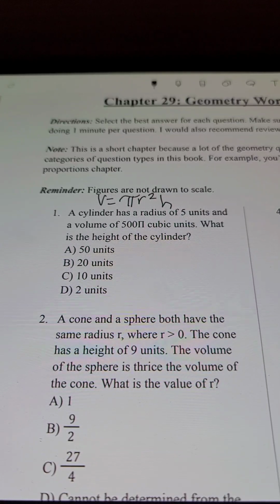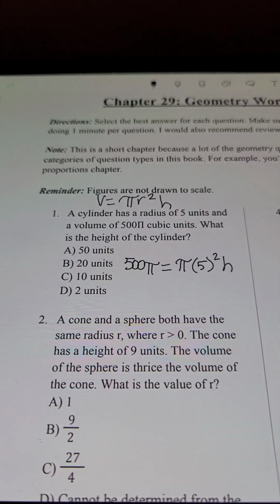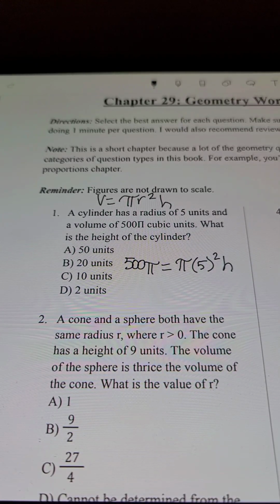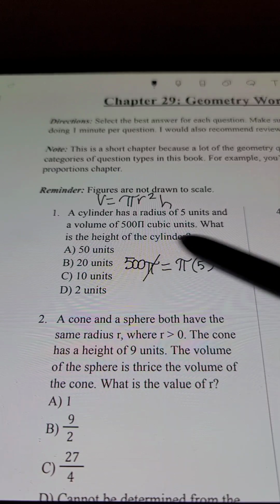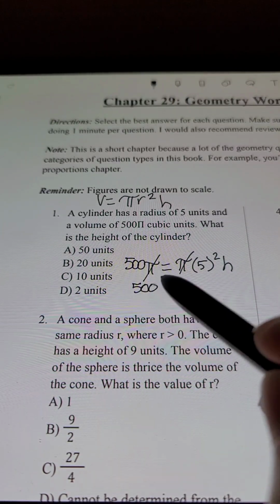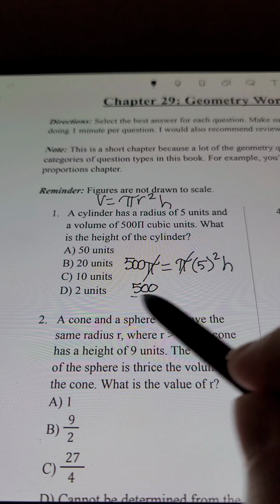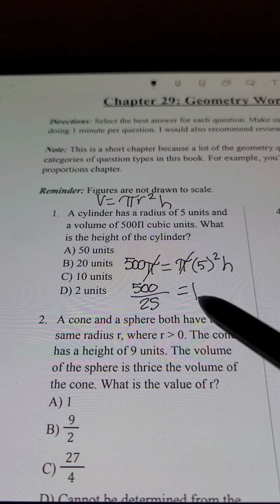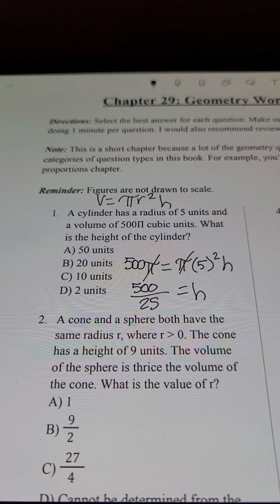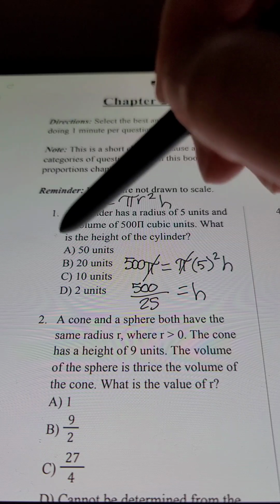And then let's see what our equation looks like. So this is what that looks like. Now the question is asking us to find H, the height. So all I have to do now is solve for H. So I see that there's a pi on each side. And then now I just have to do 500 divided by 5 squared, which is 25. And that gives me what H is. So the answer should be B, so 20 units.